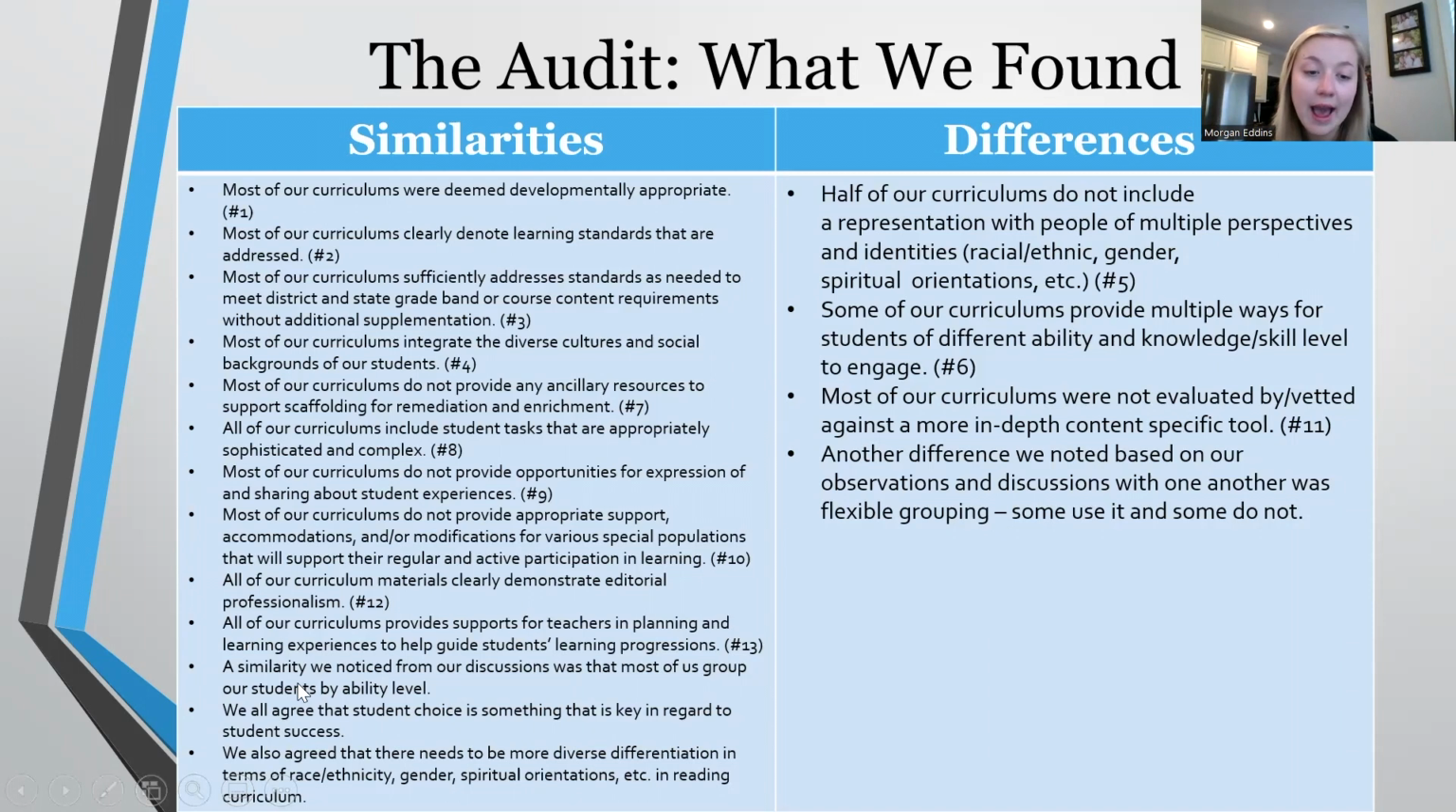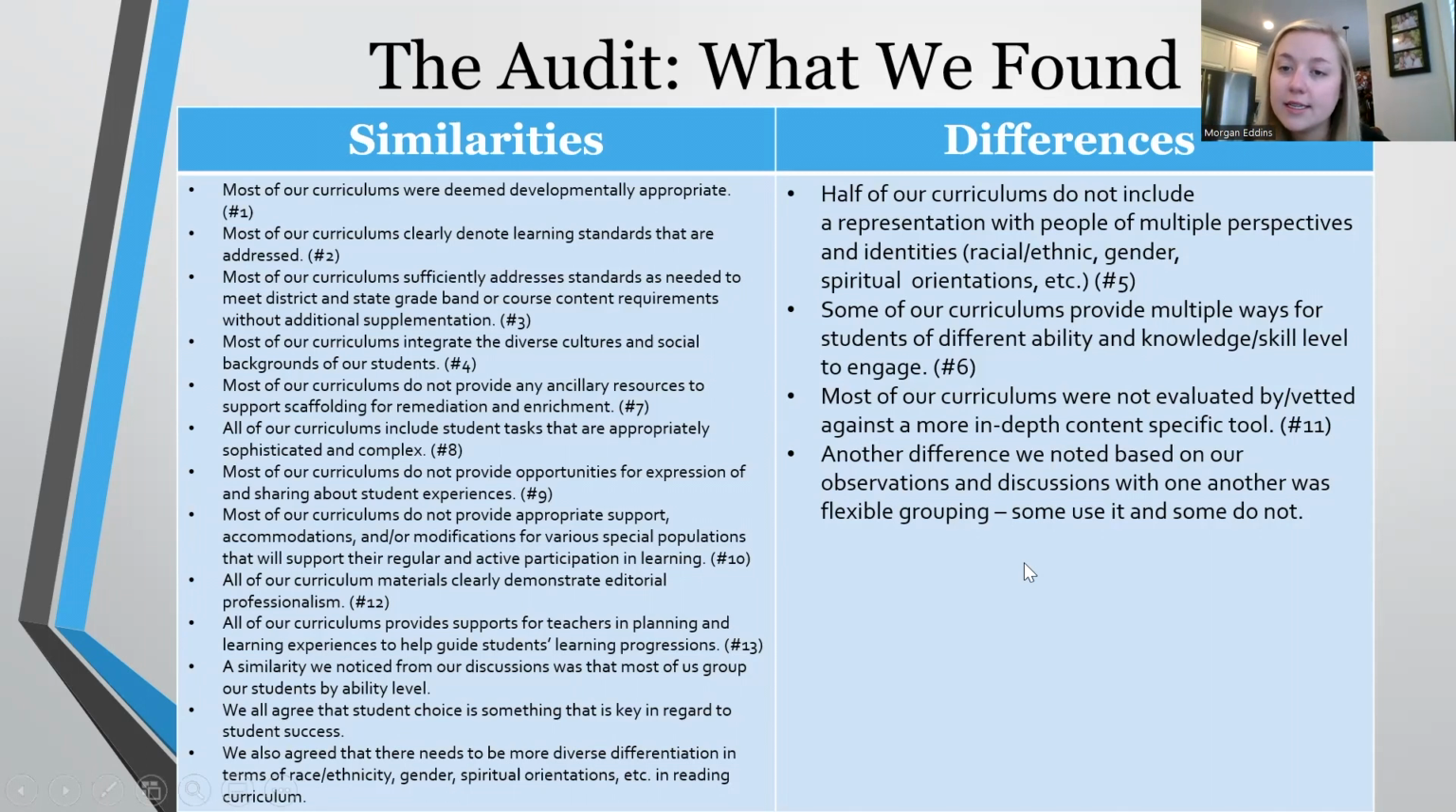We all agreed that student choice was something that was lacking in our curriculums, and that we believe that that's important for differentiation and for student success. And so that is something that we wanted to push for in the recommendations. We also agreed that there needs to be more diverse differentiation within our curriculums that includes different racial backgrounds, different spiritual orientations, different socioeconomic backgrounds, so that students are being exposed and they're reading a variety of texts that prepare them for success in life.